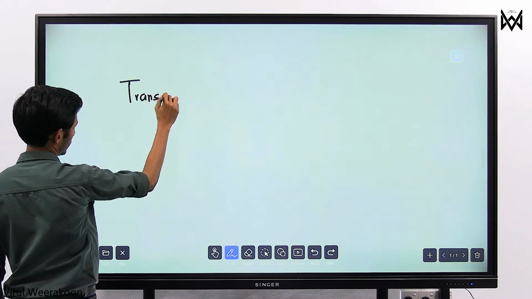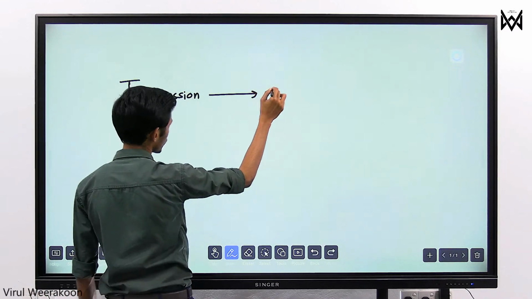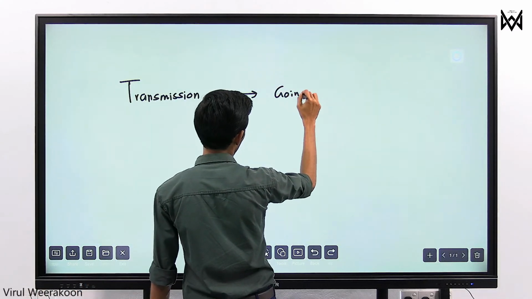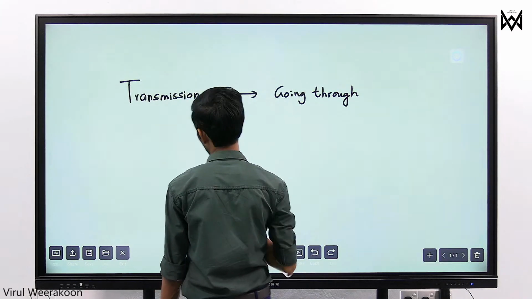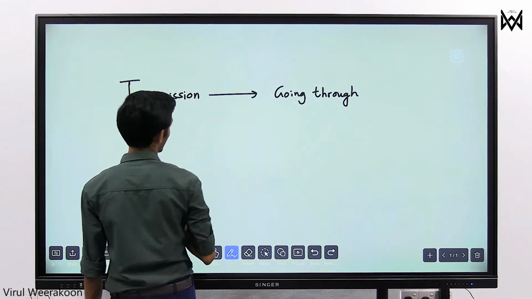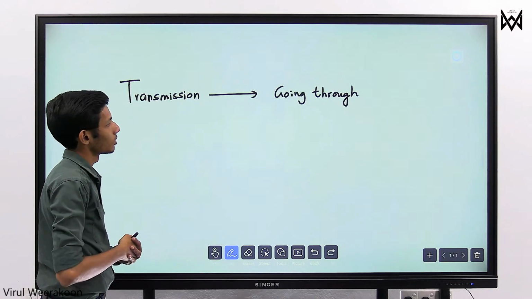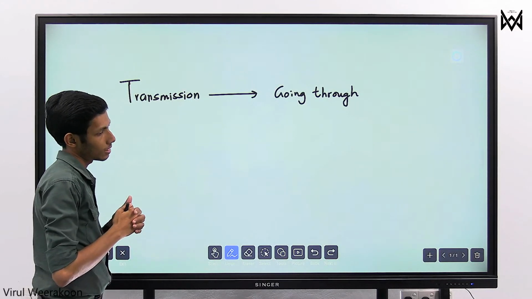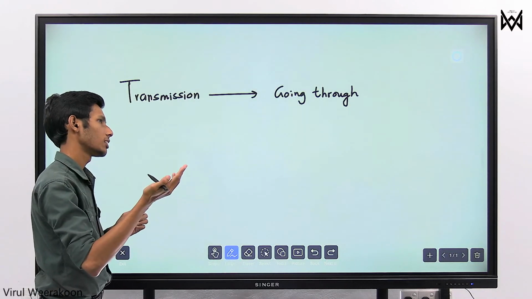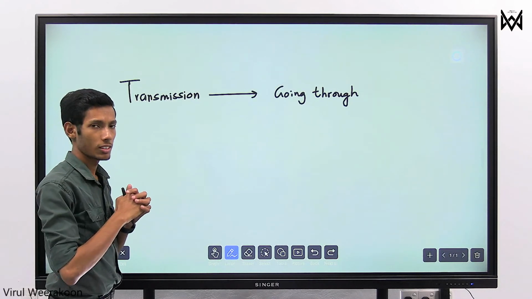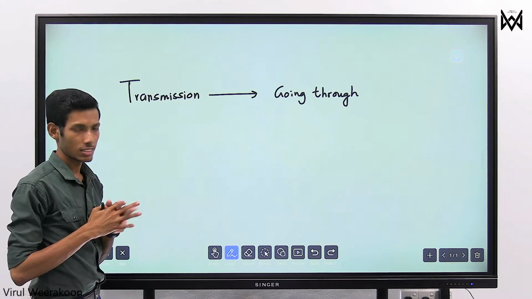Transmission meaning means going through, right? What is going through, and going through which one? Here the electrons are going through the specimen, right? So the idea in this microscope is that electron beams are going through the specimen. Going through it means we are able to observe internal structures, right?